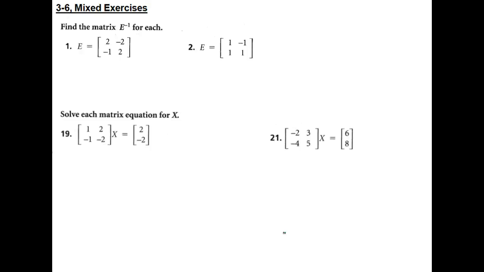All right. Here we go. Number 1 and number 2. These are the problems we're going to do together. I want you to find the inverse. Actually, I want you to complete 1 and 2 with your groupies right now. Okay? Go for it.